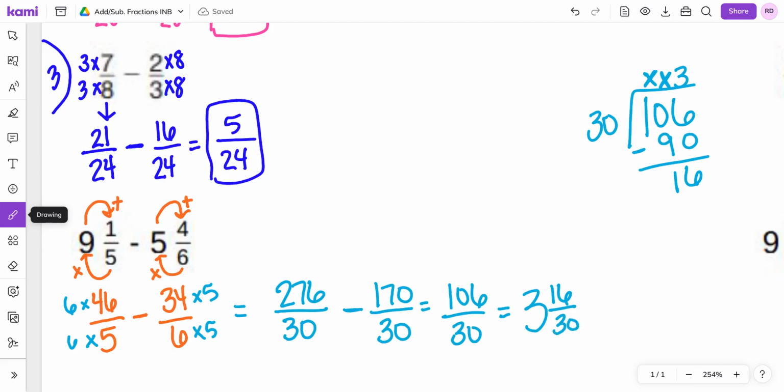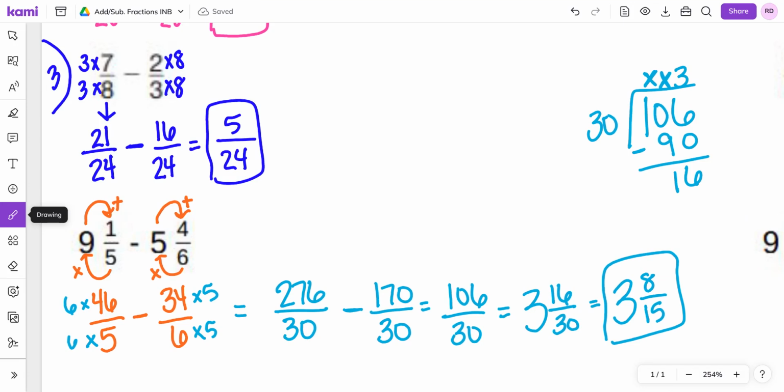We're still not done. We still have to simplify that fraction on the end. So 16 and 30 can both be divided by 2. So we keep our whole number. 16 divided by 2 is 8, and 30 divided by 2 is 15. And phew, we are finally done.